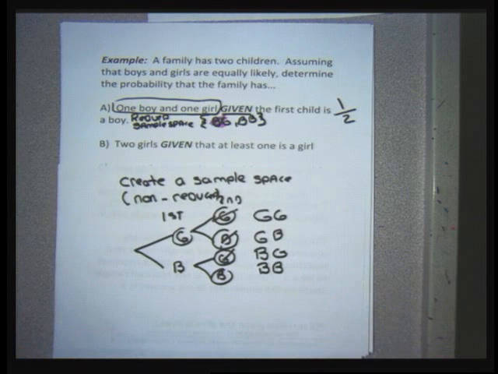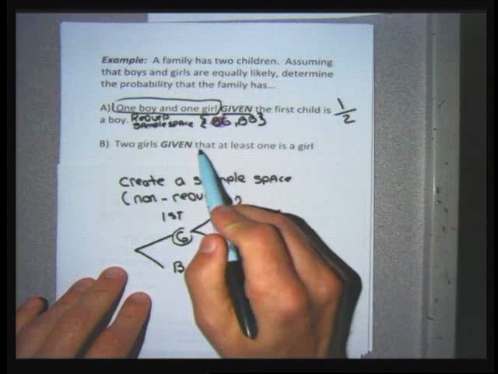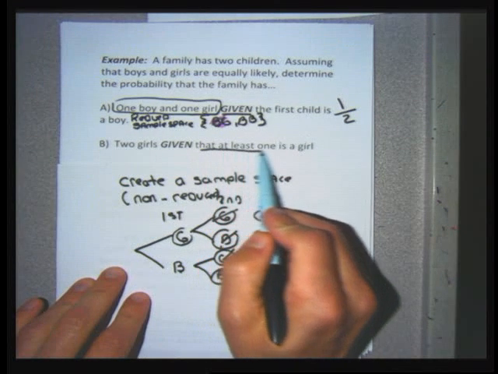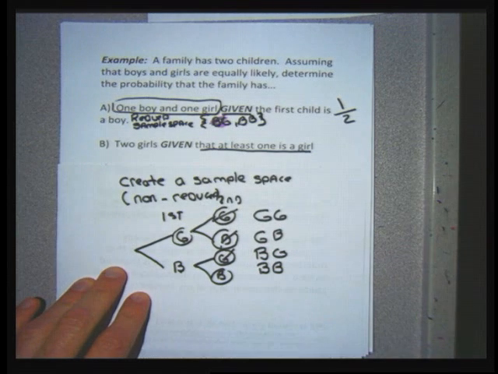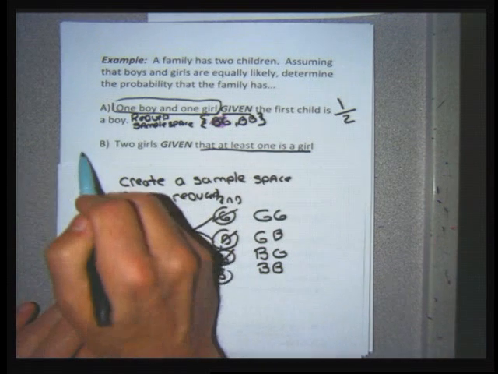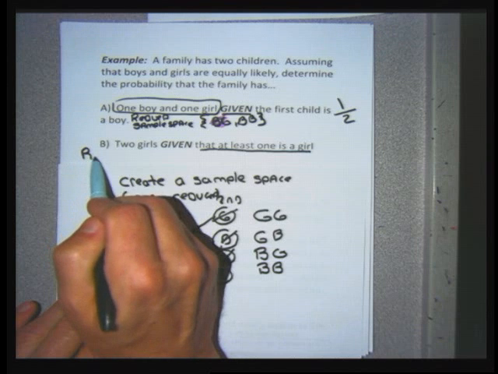For part B, when I see the word given, I know it's a conditional probability. I look after the word given, and after the word given, it says we know that they have at least 1 girl. That means they don't have 2 boys, essentially. So I'm going to create the reduced sample space. I'm going to abbreviate that RSS.